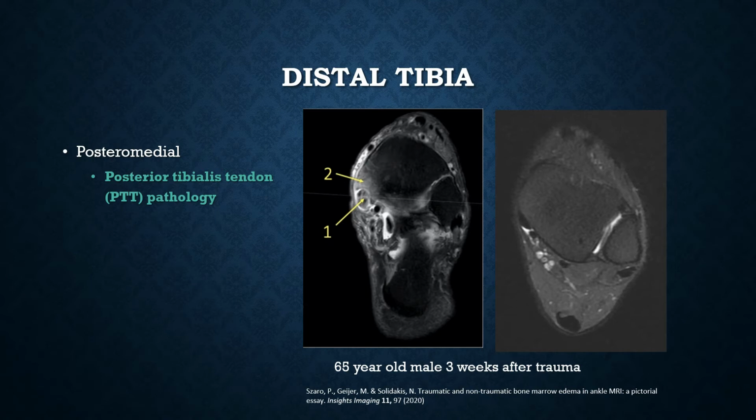I have put a companion image, a different, normal patient, on the right-hand side here, just to show you what normal should look like, with the normal tendon being very homogeneous and low signal intensity and no adjacent bone marrow edema.